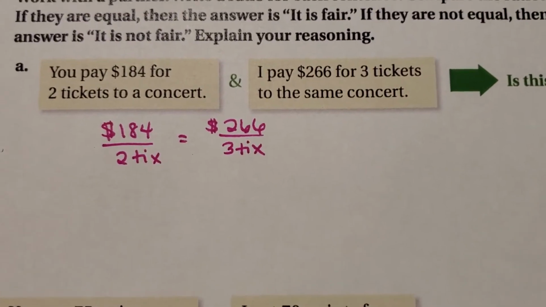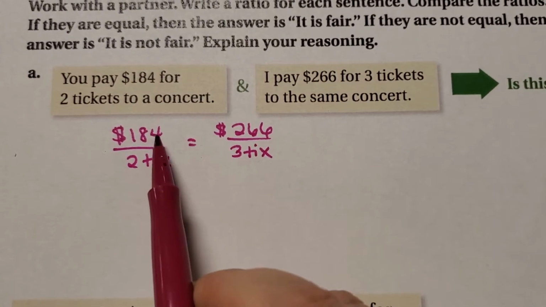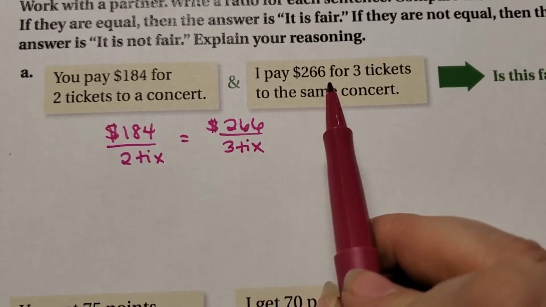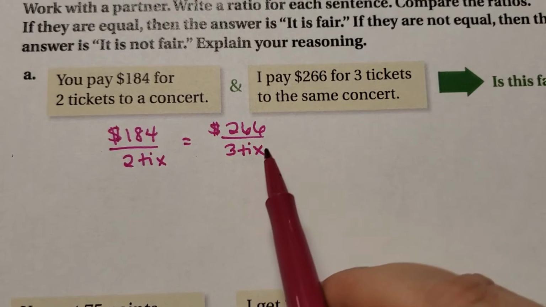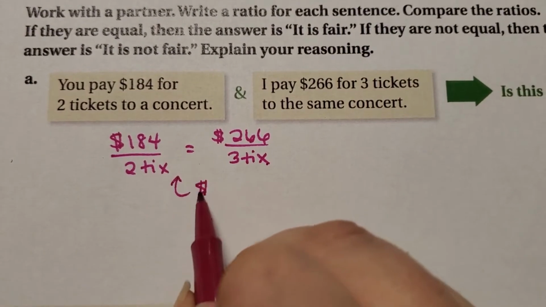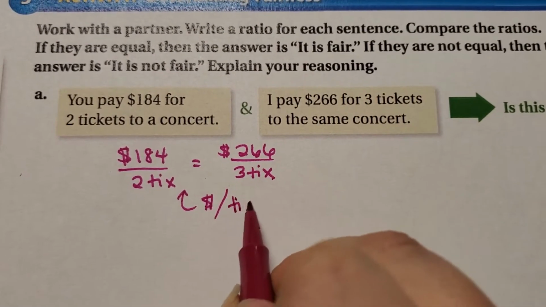Okay, this is what you should have written down. $184 for 2 tickets. $184, 2 tickets. $266 for 3 tickets right here. It'd be really interesting to know our unit rate, which is how much am I paying per ticket.